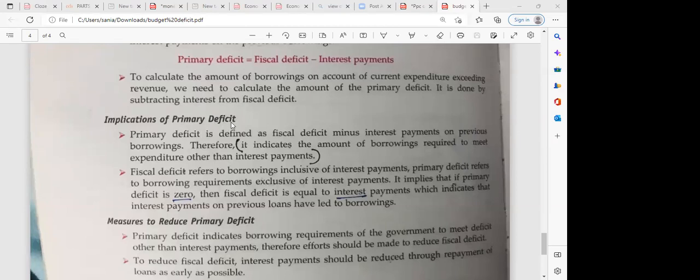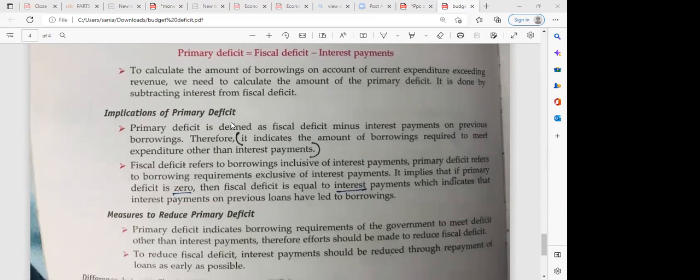Now moving to implications of primary deficit. Okay. So basically, primary deficit is defined as fiscal deficit minus interest payment. So you don't have to write everything. It is the implications of primary deficit. It indicates the amount of borrowing required to meet expenditure other than interest payment. See, this is very important.